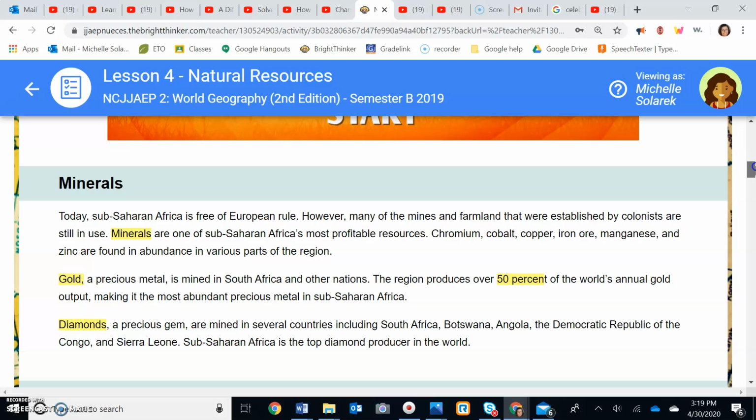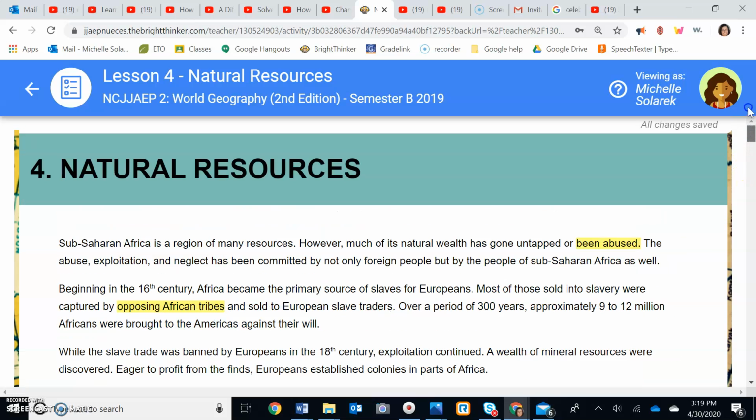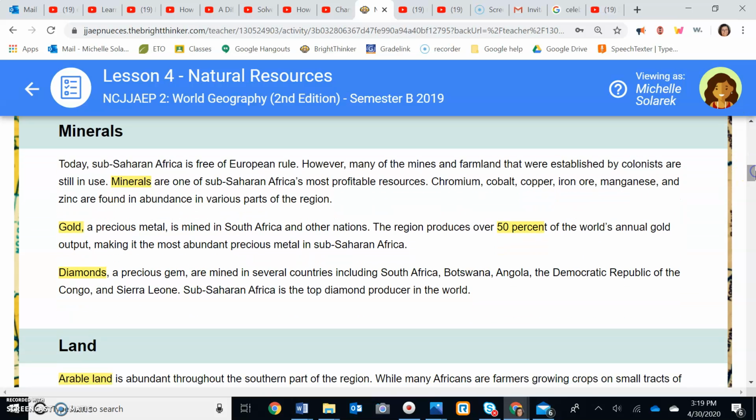So let's look at the resource of minerals. Africa has some really interesting things that we love, or like I know I like them. I don't know about you guys. But now we go to our next question. It's going to be number 3. And number 3 is what is one of sub-Saharan Africa's most profitable resources? And it would be minerals. Minerals are their most profitable resources.